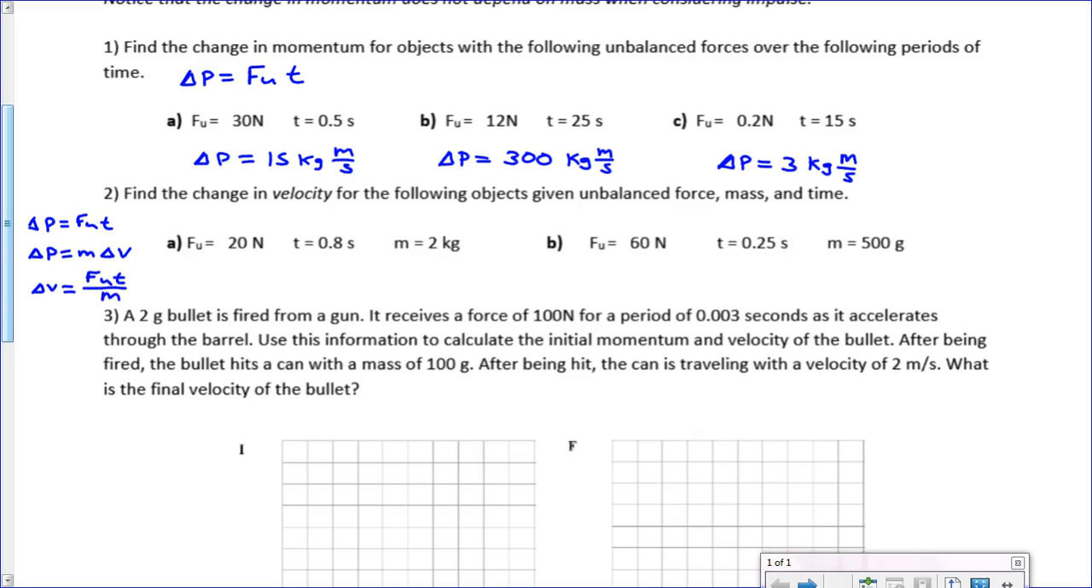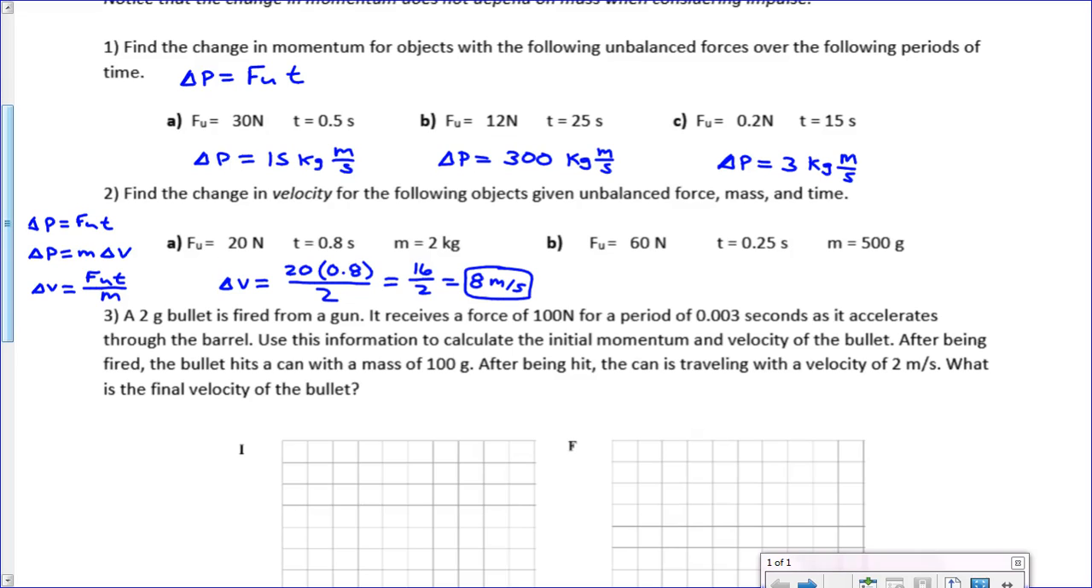All right, so if you just find the change in momentum and then divide it by the mass, you should be good to go. And so for A then, change in velocity is going to be 20 times 0.8 divided by its mass, which is 2. On the top there we get 16 divided by 2, which is 8 meters per second.